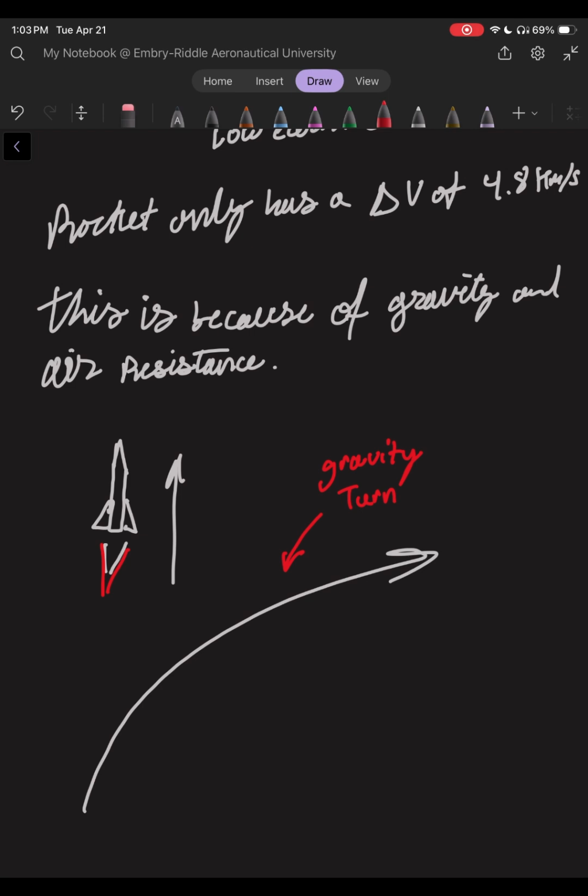So, to answer the original question, no, this rocket cannot reach low Earth orbit. It doesn't have enough total delta V, and it also loses additional energy to gravity and air resistance. And more importantly, this is why rockets don't just go straight up. They have to turn and build horizontal velocity to reach orbit.